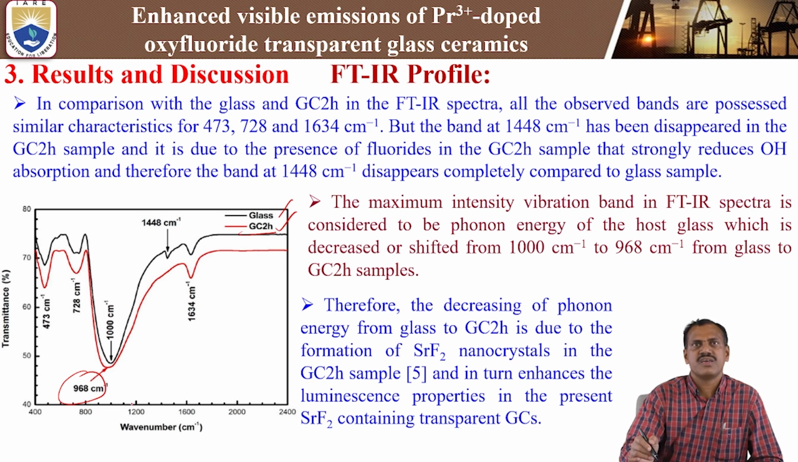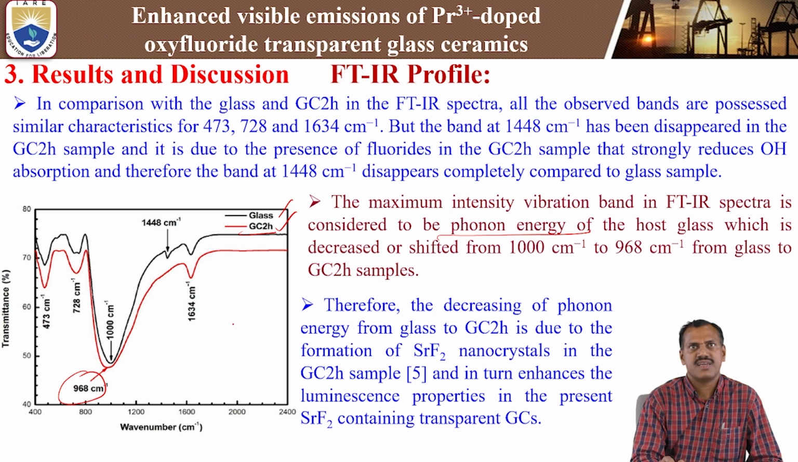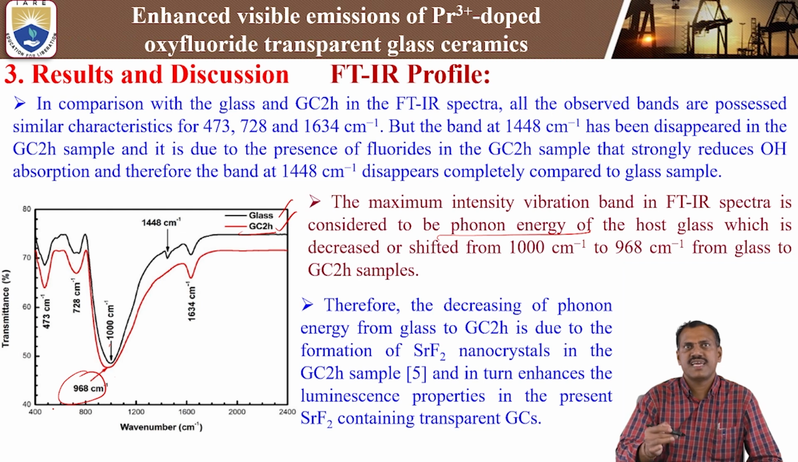That means it shows the enhancement of luminescence properties, which we can study by using the phonon band. That is the FTIR spectra, where we are analyzing the phonon band. The maximum intensity vibration band in the FTIR spectra is considered to be the phonon energy. In particular, 5 bands are observed. Among the 5 bands, the highest intense band is at 1000 centimeter inverse in the glass sample, and 968 centimeter inverse in the glass ceramic. That is slightly decreasing from 1000 to 968.